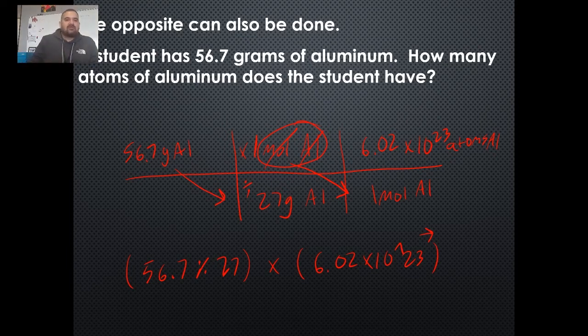All right, you're going to have to repeat that a little bit louder. 1.2642 times 10 to the power of 24. And what's our unit? It's going to be atoms of aluminum. We get that from right here. So this last box always gives us our unit.